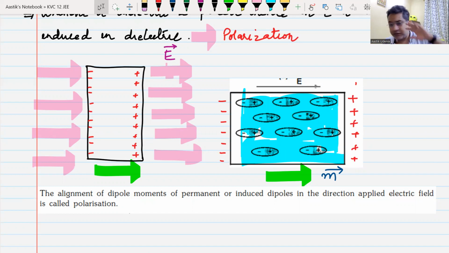Polarization is nothing but alignment of dipole moment in the direction of electric field. It is as simple as that. Everyone understands this? Yes or no? Sir.